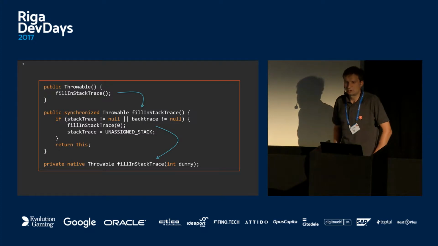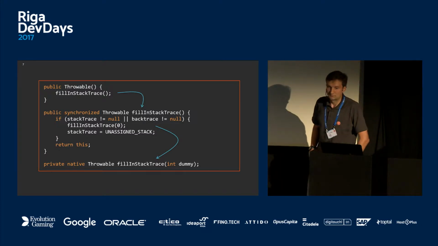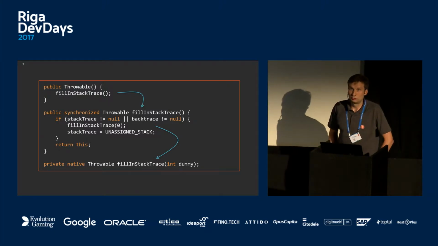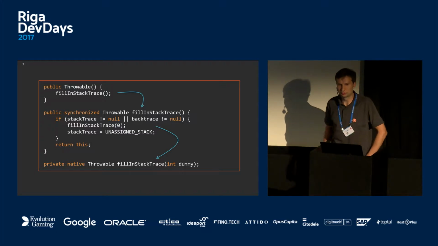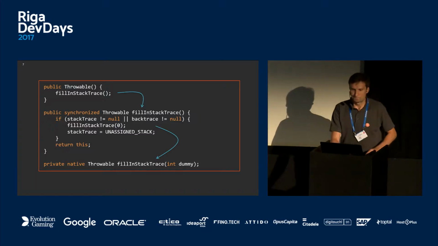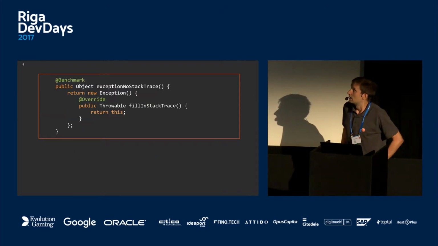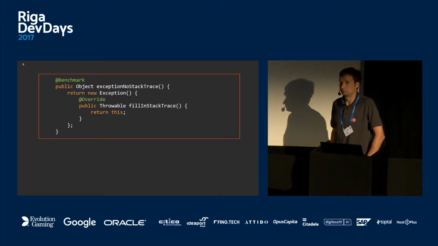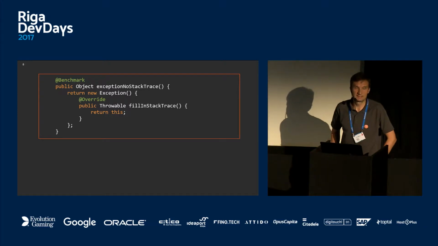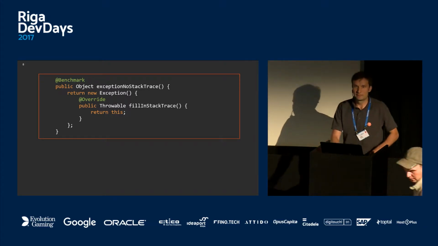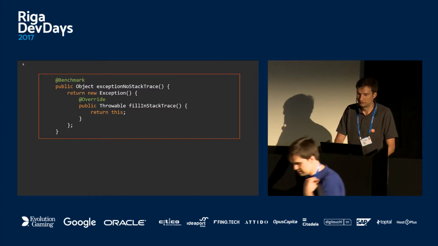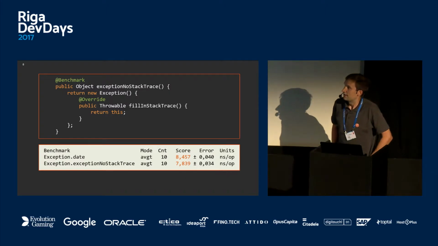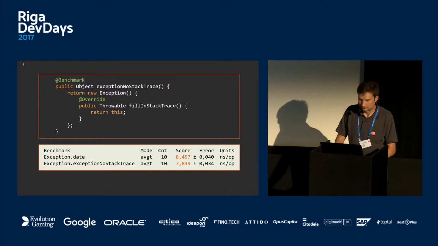In fact, it's not exception creation that takes time, but rather collecting a stack trace. Each constructor of an exception calls the fillInStackTrace method, which in turn results in a native method call. But the good news is that this method is not final and it is public, so we can override it. So let's run our benchmark with an empty fillInStackTrace. Yeah, now we see that an exception is as fast to create as a simple object.